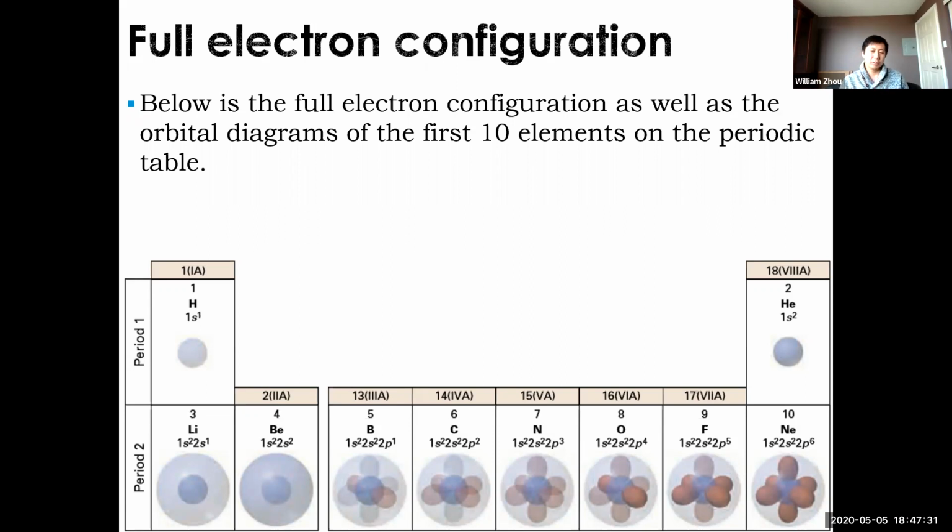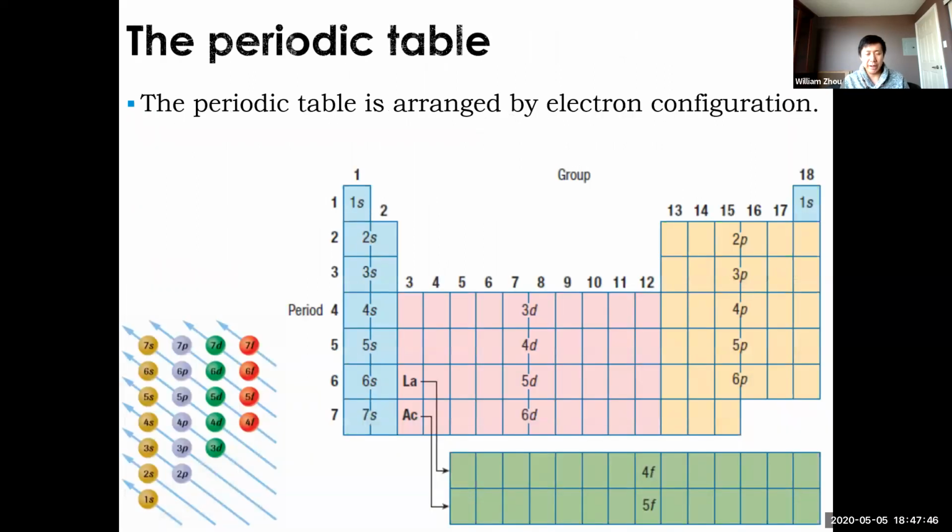All of its orbitals up to 2p6, they're all full, okay, which makes neon inert. You don't need any more electrons. You better not take my electrons because this is perfect. Everything is filled just right. Okay, so this is the electron configuration for the first 10.